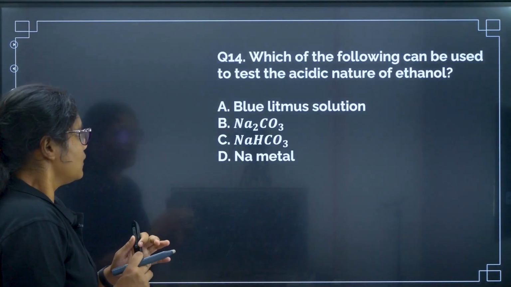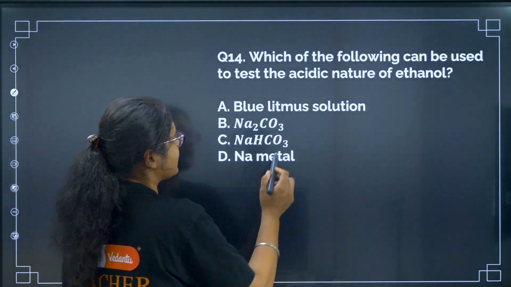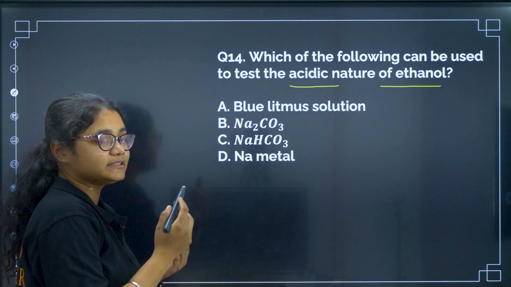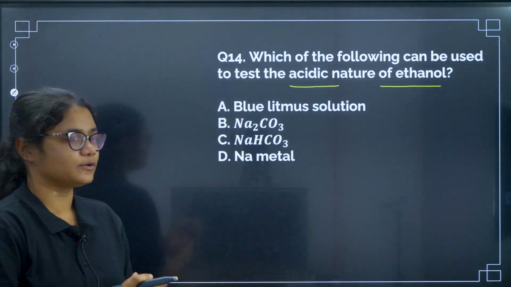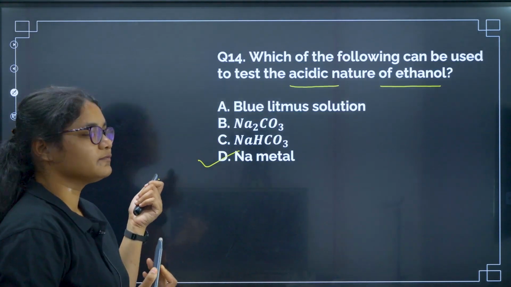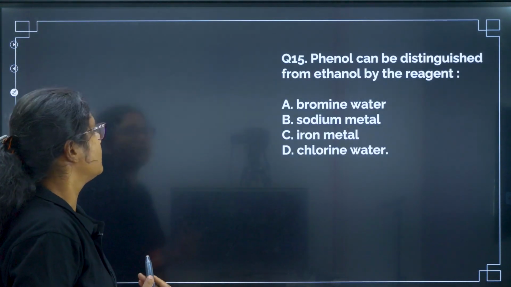Okay, next. Which of the following can be used to test the acidic nature of ethanol? The acidic nature is tested by reactions with metals, okay? So we can treat it with sodium metal to test this. So the correct answer will be option number D. Okay, next.